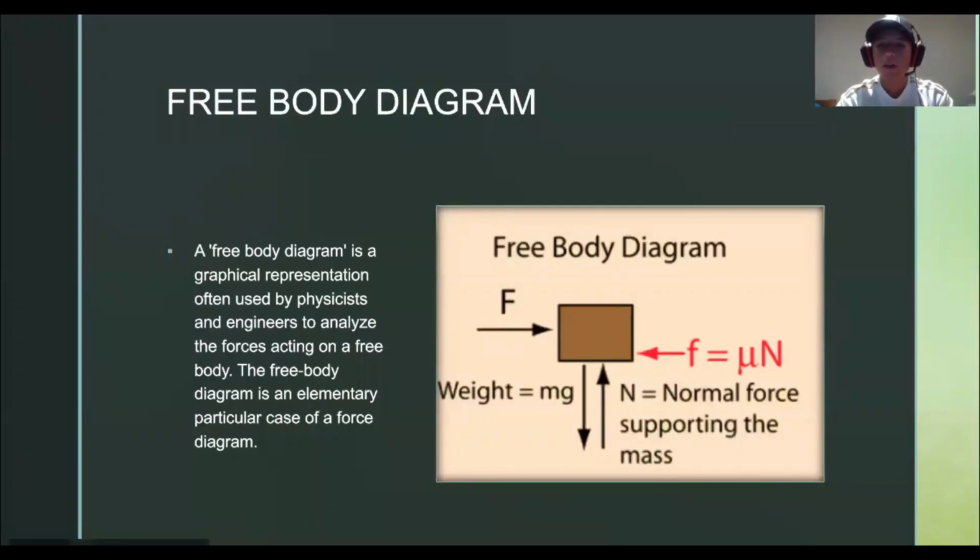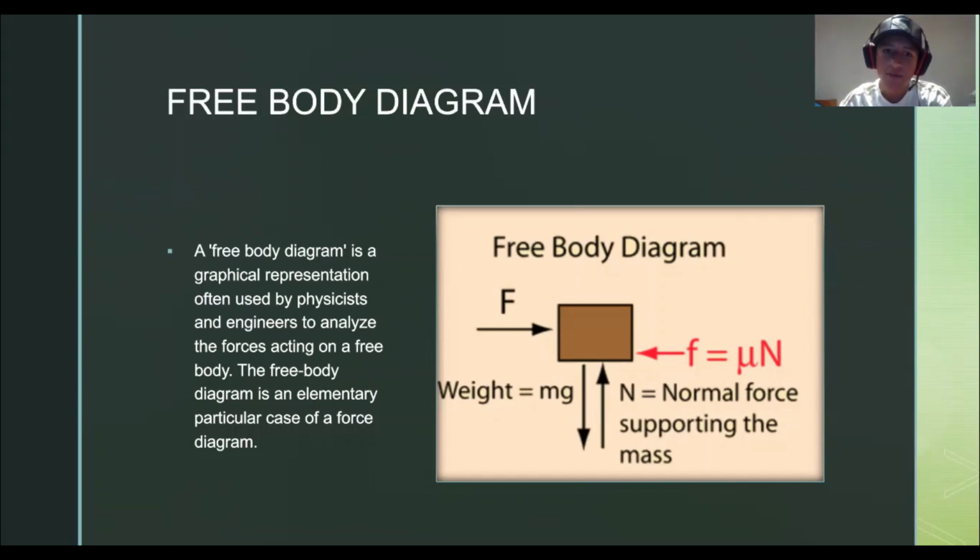And now I am going to talk about the second theme for my project, the free body diagram. It is a theme that we have seen in class. What is a free body diagram, you are asking? A free body diagram is a graphical representation often used by physicists and engineers to analyze or represent the forces acting on a free body, something like a ball, a box, or any other thing.